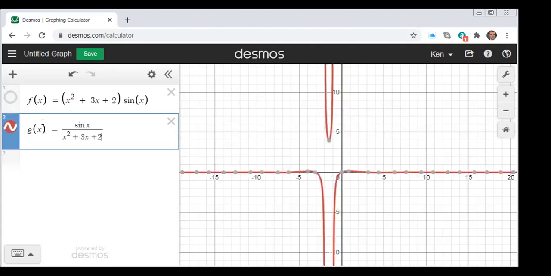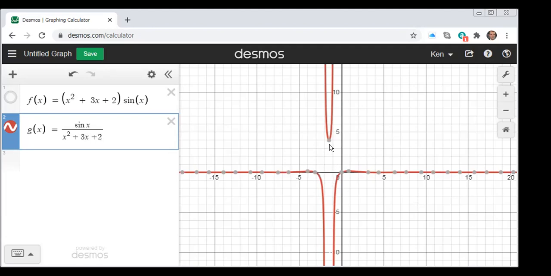So where is this going to be continuous and where won't it be? It'll be continuous everywhere except where the polynomial is 0. So this will be discontinuous exactly at the places where x squared plus 3x plus 2 has roots. And I expect to see infinite discontinuities there, because when you're dividing by 0, the y values should blow up.